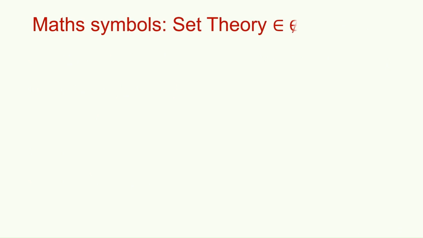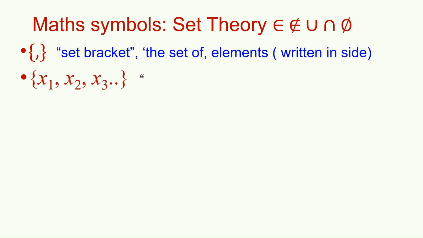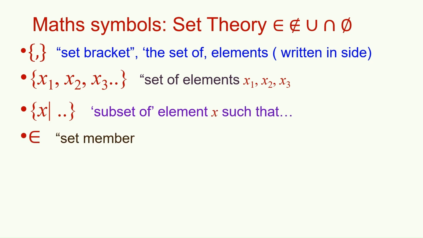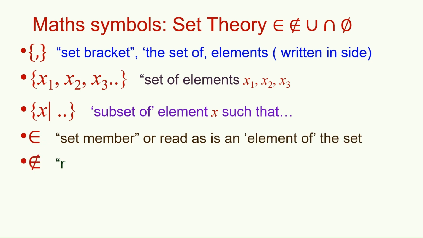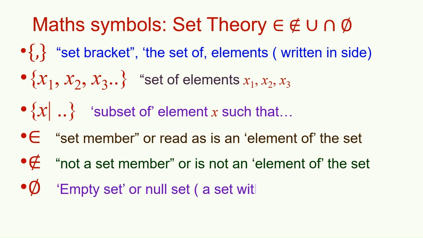Math symbols used in set theory. Braces or middle bracket, set bracket: the set of elements written inside the bracket as x1, x2, x3. X with vertical line denotes the subset of elements x such that. Set membership symbol, read as is an element of the set. Not set membership symbol means not a set member, or is not an element of the set. This symbol ∅ is the empty set or null set, a set with no elements.